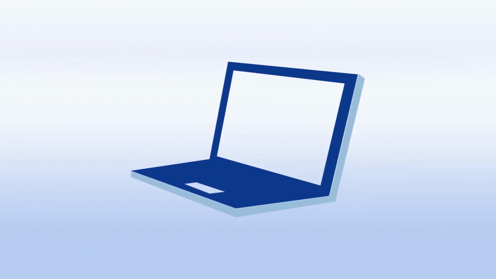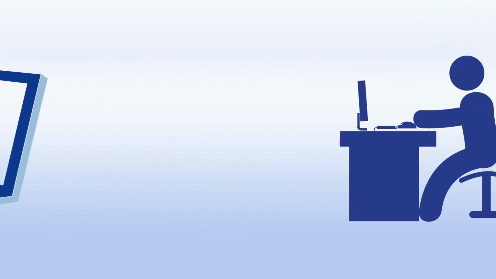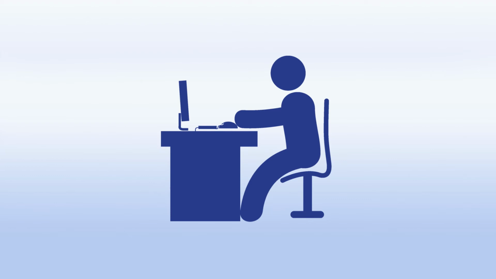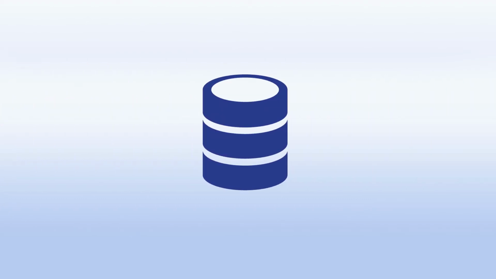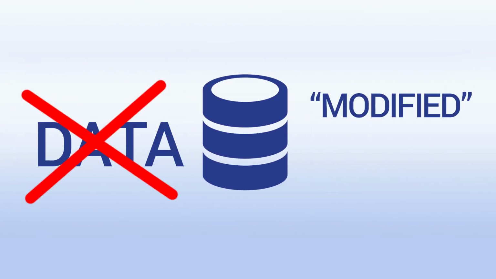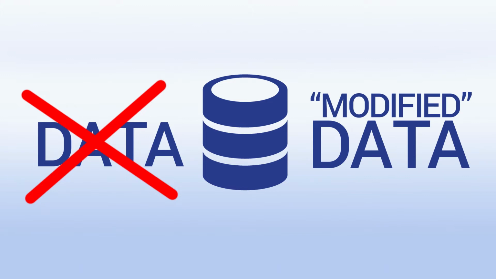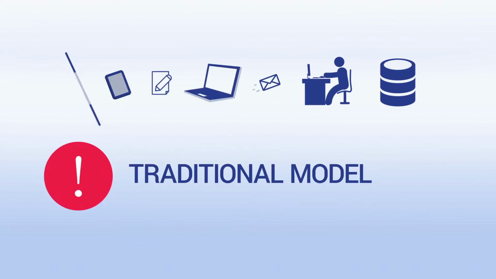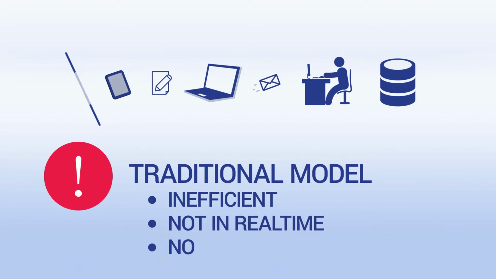The modified data is then transferred using an on-site computer. Then it is emailed to a DBA administrator who then has to input the data into a database. So now the data, that is the modified data, is finally available and probably well past when a decision had to be made on the drill hole. The traditional model is inefficient, it is not in real time, and there's no chain of custody on the data.